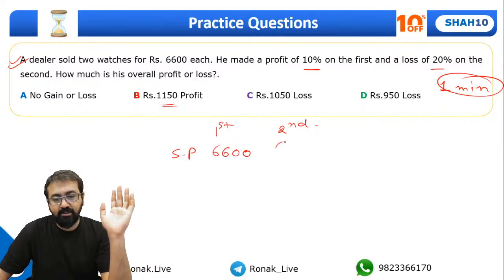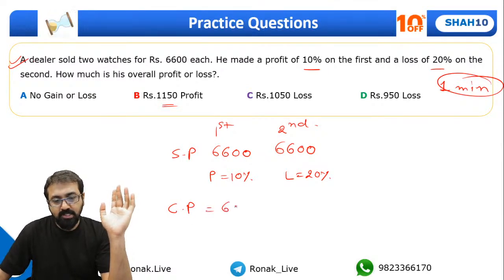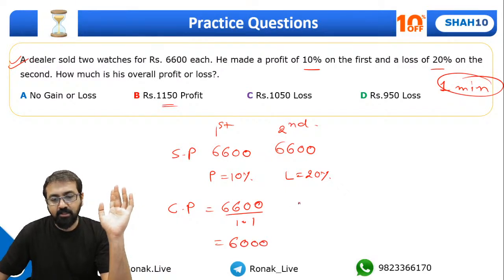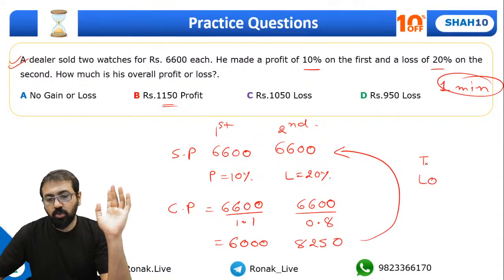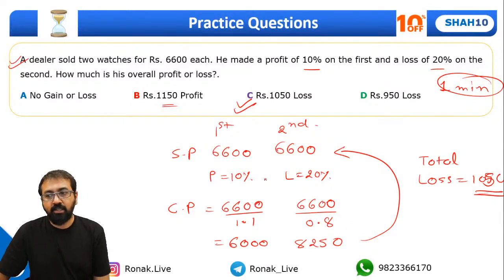So this is 6,600. This is also 6,600. On the first watch, I'm making a profit of 10%. Here I'm incurring a loss of 20%. So cost price will be this one, 6,600 divided by 1.1, which is 6,000. And here 6,600 divided by 0.8. So this will come out to be 8250, right? So if you check the loss, total loss is equal to 1050, right? It's 1050 rupees, guys. It was this simple. If you can quickly do it, yeah, you can get the answer.